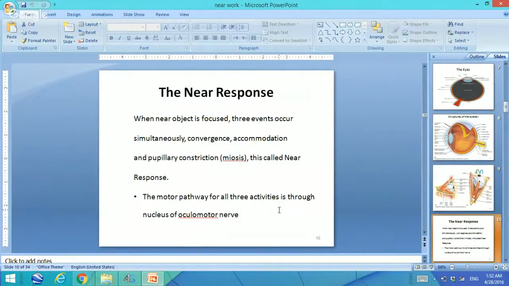Now we will talk about the near response and how it occurs and its mechanism. When a near object is focused, three events occur simultaneously. These are convergence, accommodation, and pupillary constriction. All of these three events are called the near response. The motor pathway for all of this activity is through the nucleus of the third cranial nerve, the oculomotor nerve.